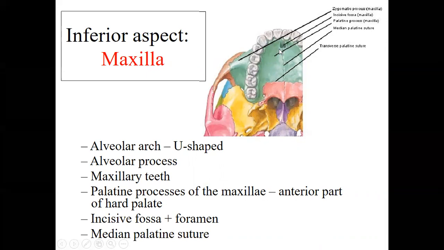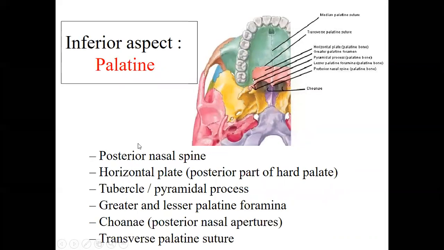And we also have the incisive fossa. You can see here the incisive fossa with the foramen. And then in the middle here we have the median palatine suture. This is the median palatine suture. They divide this part into right and left halves. And then for the palatine bone, these are the important landmarks you need to see.